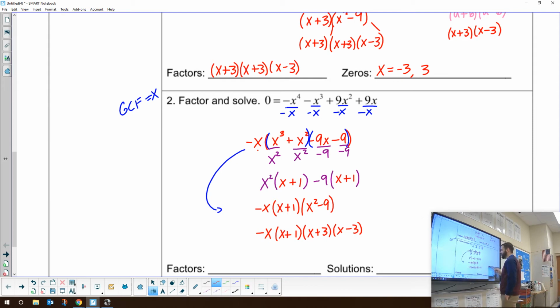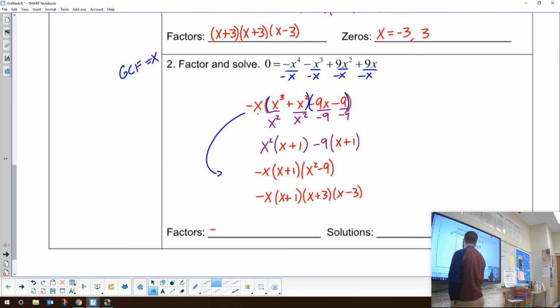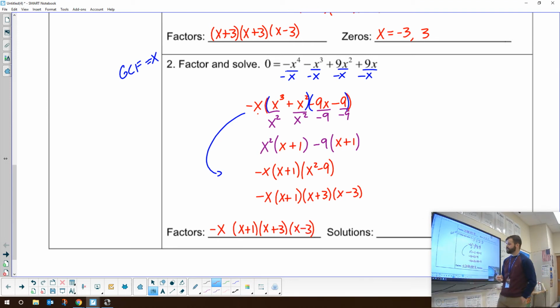So, here are all the factors, and we can list those out here. We have negative x, that's a factor. X plus 1 is a factor. X plus 3 is a factor. And x minus 3 is a factor. I cannot factor it anymore.